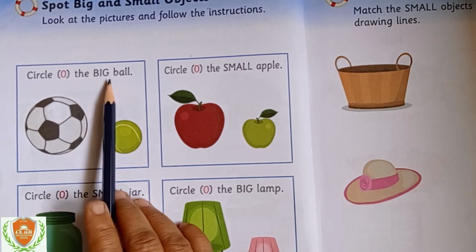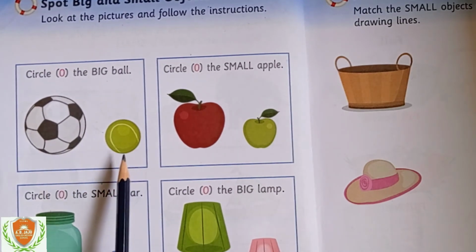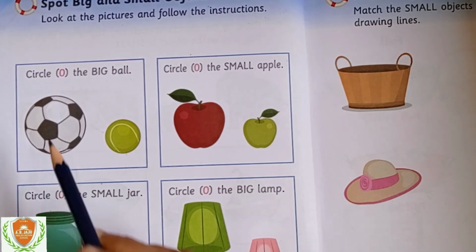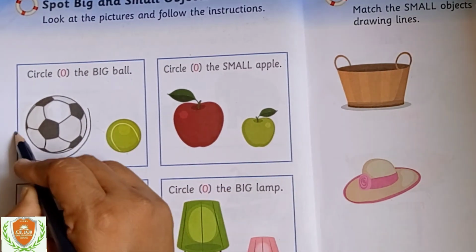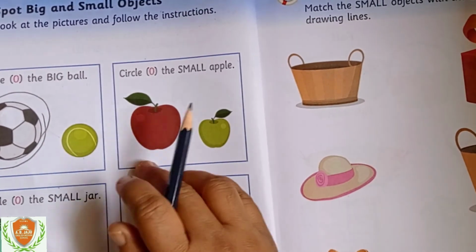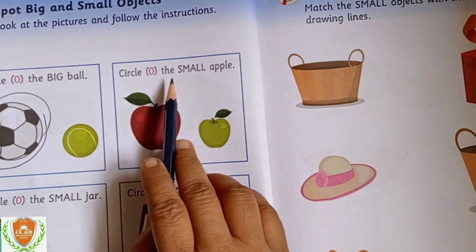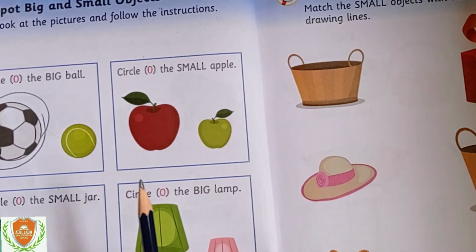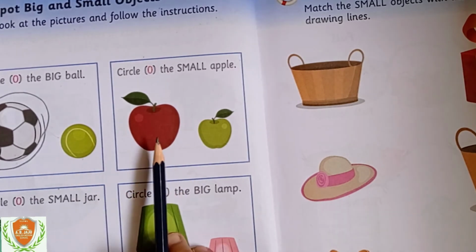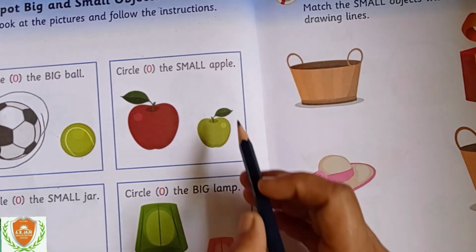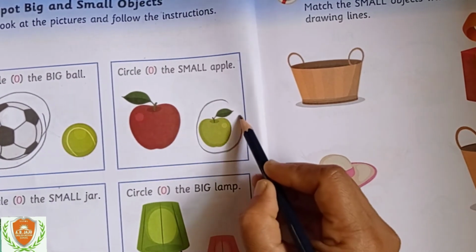Circle the big ball. So which is the big ball? This one or this one? Yes, this is big ball. Then what we have to do? We have to circle. Now, second number is circle the small apple. So these are 2 apples. Which is big and which is small? Red is big apple and green is small apple. So we have to circle the green small apple.